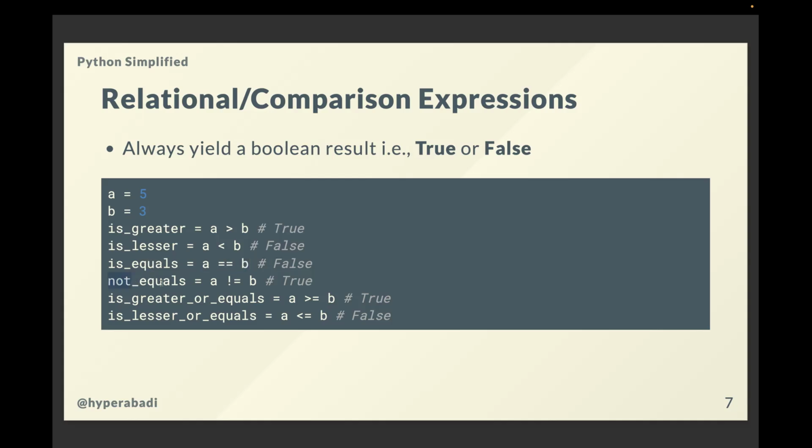Now let's see not equals. To compare both values for inequality, use exclamation and equal to, also read as not equal to. Say a is not equal to b, indeed, because 5 is not equal to 3, so the value will be true. Now let's check greater than or equal to. You can use greater than equal to and say a, b, true, yeah, of course. Then is less than equal to: a is less than equal to b? Nope, it's not, so false will be assigned to this variable.